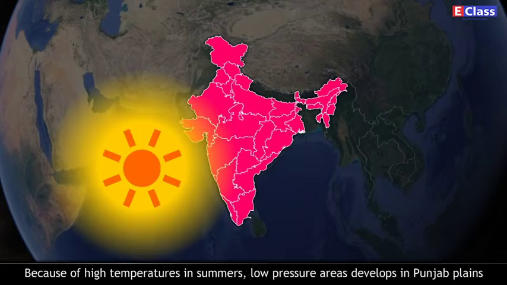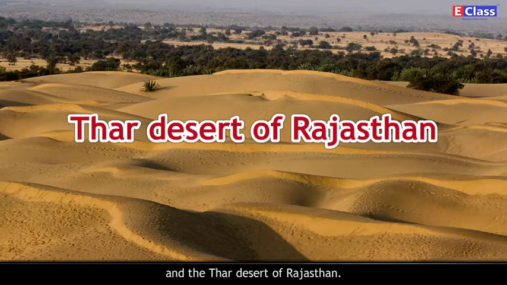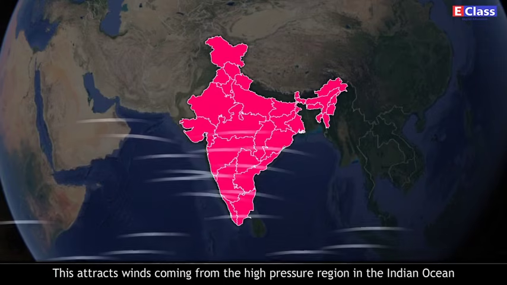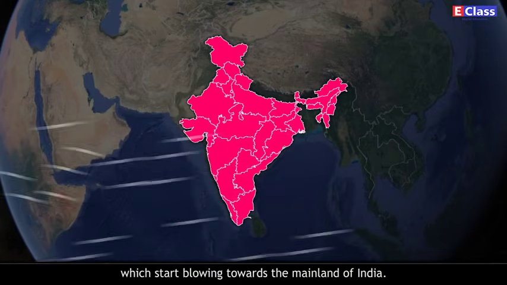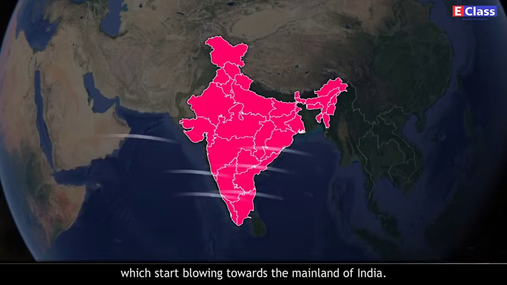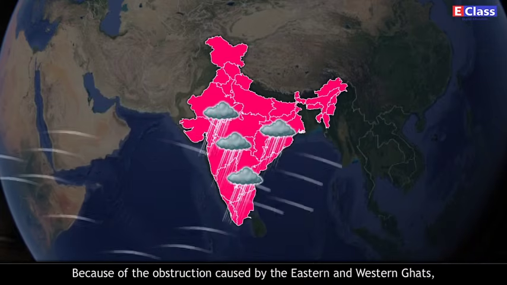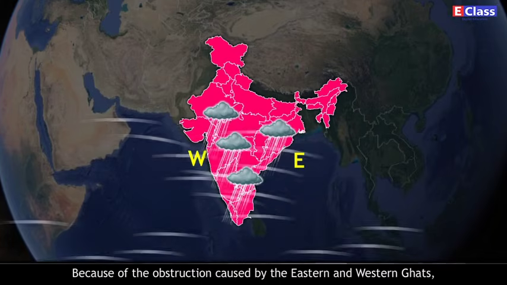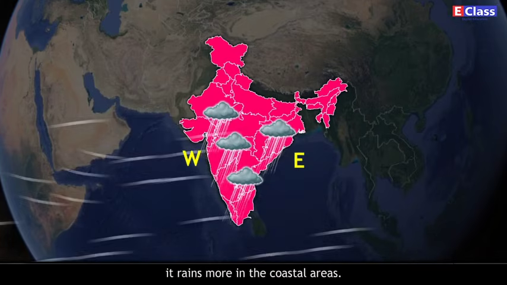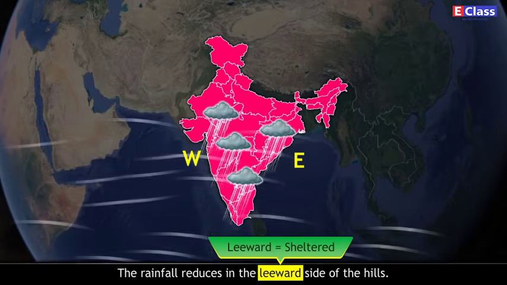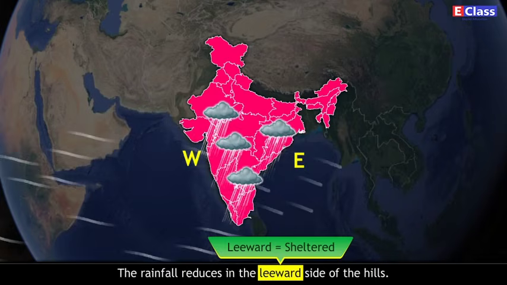Because of the high temperatures in summers, low pressure areas develop in the Punjab plains and the Thar desert of Rajasthan. This attracts winds coming from the high pressure region in the Indian Ocean, which start blowing towards the mainland of India. These moisture-laden winds bring rainfall. Because of the obstruction caused by the Eastern and Western Ghats, it rains more in the coastal areas. The rainfall reduces on the leeward side of the hills.